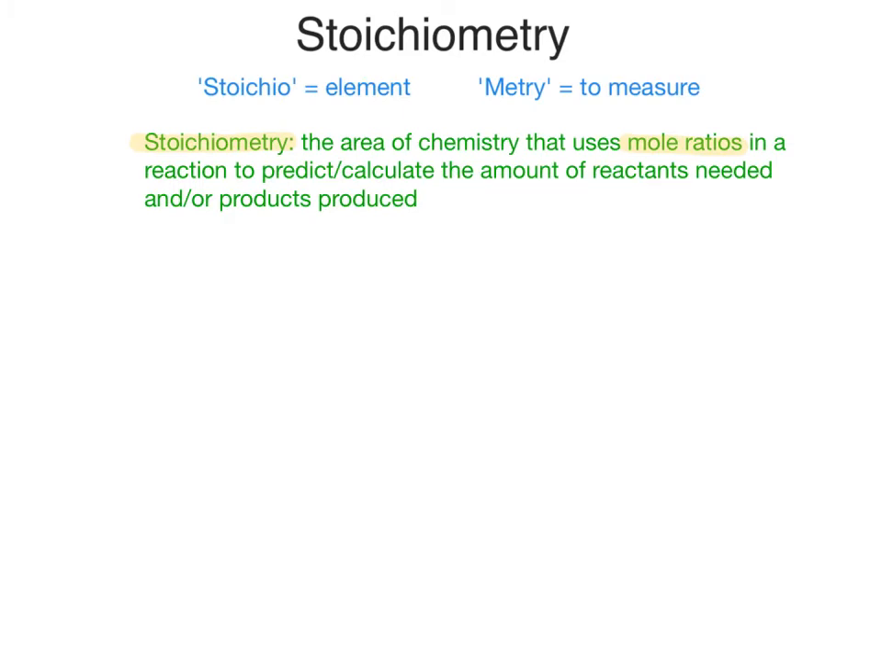Well, stoichiometry literally means to measure elements. And stoichiometry is the area of chemistry that uses mole ratios in a reaction to predict or calculate the amounts of reactants needed and/or products produced. And what I mean by this, what a mole ratio is going to be represented by, are the coefficients, those large numbers in front of my atoms or molecules in a chemical reaction.